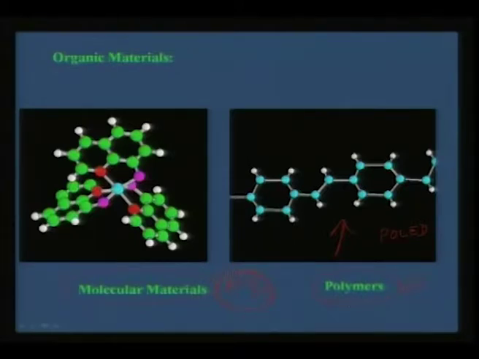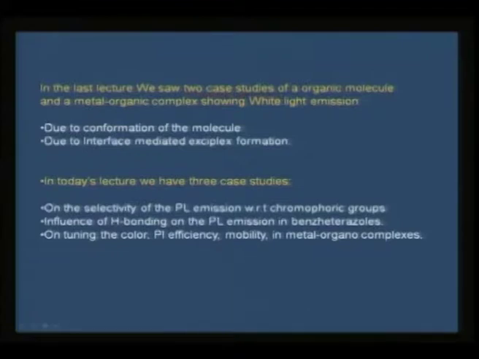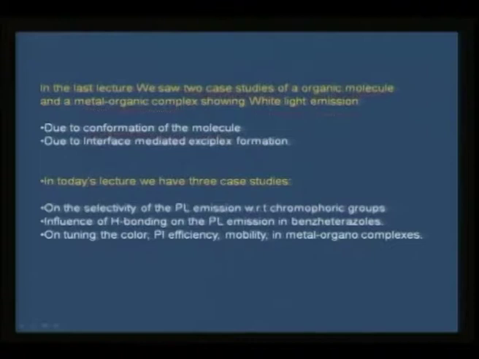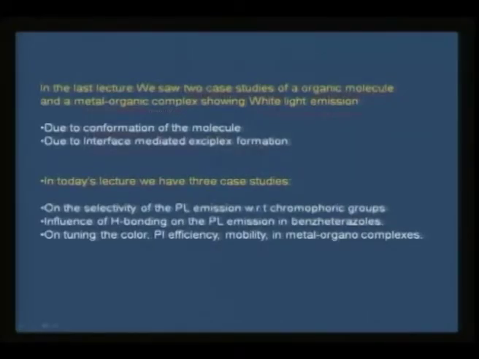So, we will come to this issue later, but we saw in the last class that there are two classes of compounds, and in the last lecture we saw two case studies of an organic molecule and a metal organic complex. They show white light emission, and I also discussed with you about why this white light emission is coming. In the case of organic molecule, I showed you that it is due to conformation of the molecule. If it is in cis form, then it shows, and I also showed from the metal organic complex, that is zinc BZT complex, how exciplex mediated white light emission can come.